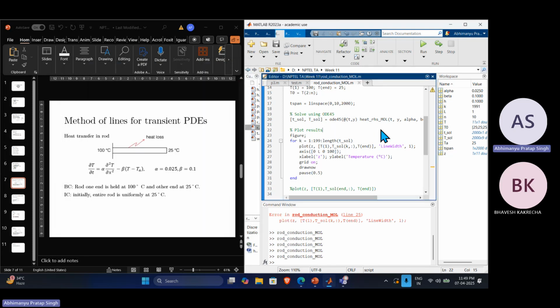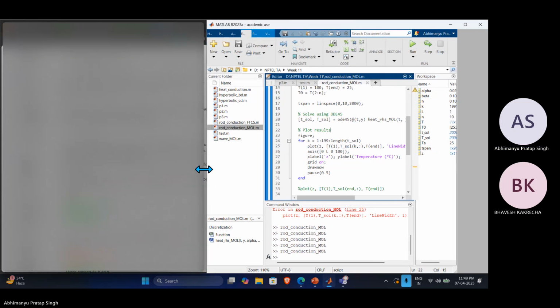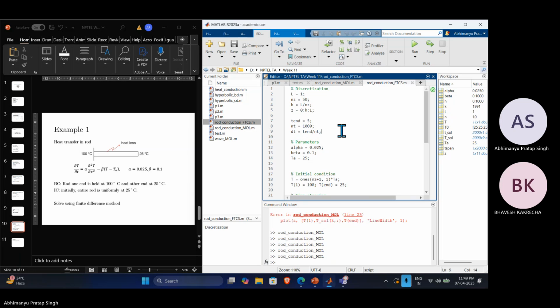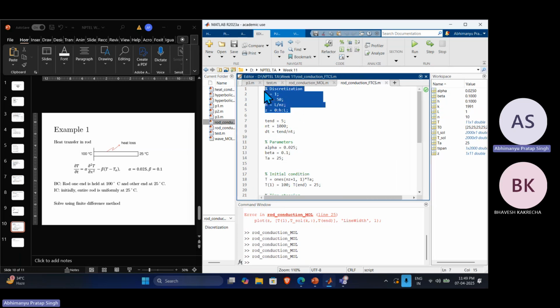Fine. So now let us solve the same problem using the finite difference method. So we'll explain the code first. The first part is the same.